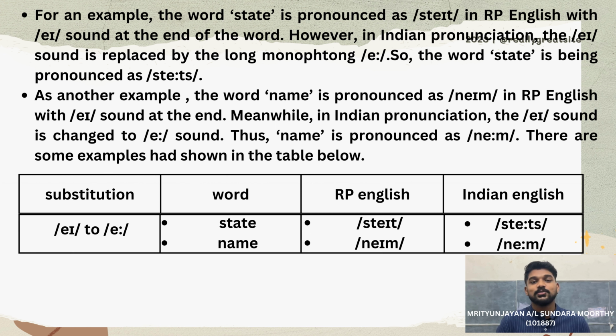In addition, I would like to continue with some examples. For example, the word state is pronounced with the diphthong at the end of the word in RP English. However, in Indian pronunciation, the diphthong is replaced by the long monophthong. So, the word state is pronounced differently. As another example, the word name is pronounced with the diphthong sound in RP English. Meanwhile, in Indian pronunciation, the diphthong is changed to the monophthong sound. Thus, name is pronounced differently.